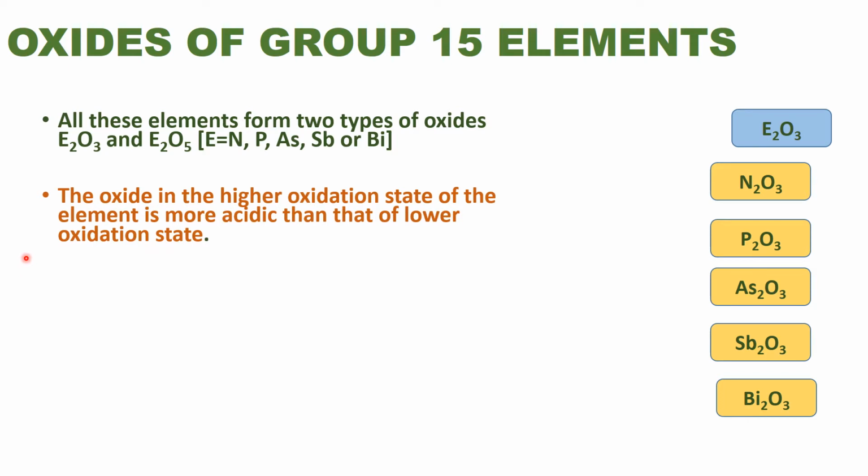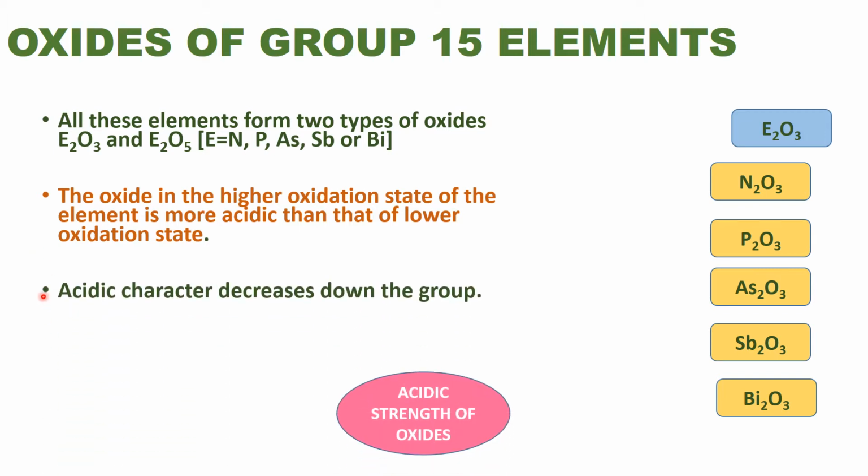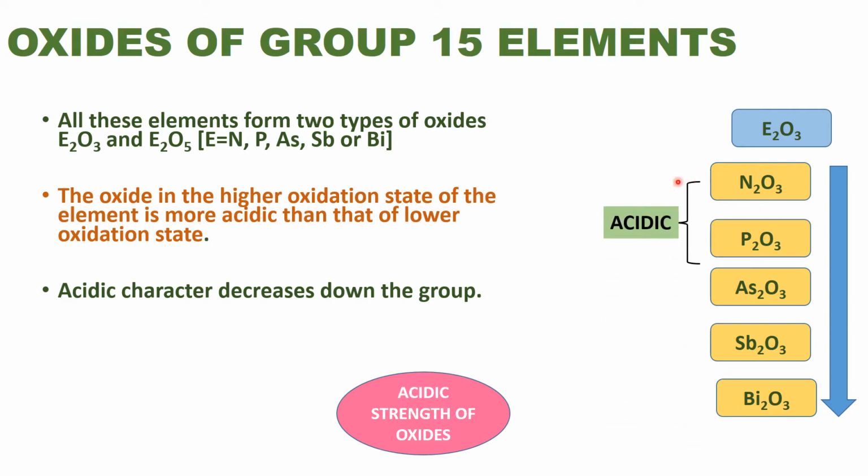The oxides in the higher oxidation state of the element are more acidic than those of the lower oxidation state. Acidic character decreases down the group. Acidic strength of oxides decreases down the group. That is, more acidic is N2O3. And here the acidic ones are N2O3, then comes phosphorus trioxide, then arsenic and antimony.